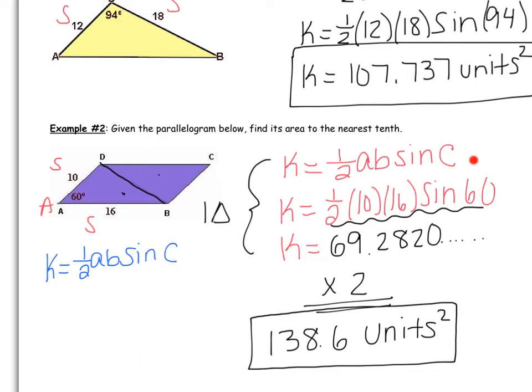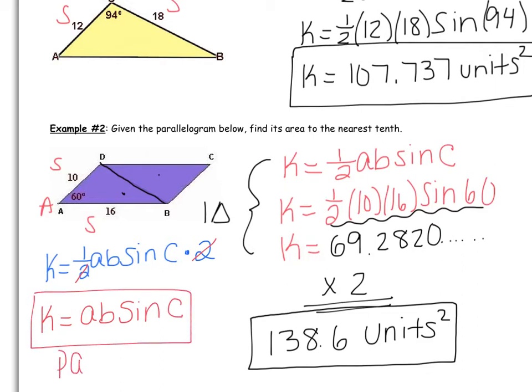Well, what did we do here? We used the triangle formula, multiplied it by 2 to get the area of a parallelogram. So if I take this formula as is, this 1/2 ab sine C for one triangle, multiply it by 2, what can cancel? See how this 2 and that 2 can cancel? So really the area of a parallelogram is just ab sine C. So this would be for a parallelogram.